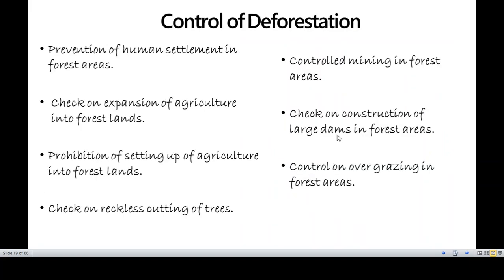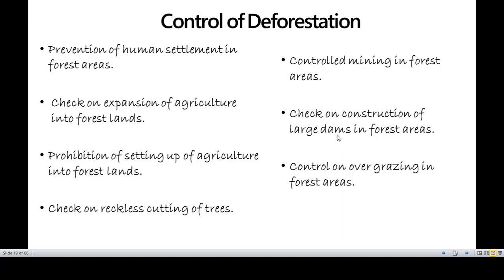The next question: can we control deforestation? And the answer from my side is yes, of course. You can control the part of deforestation. There are very simple methods to control deforestation actually. Only planting trees, that is called afforestation or reforestation, is not a part of deforestation. But you can control it by very different methods.